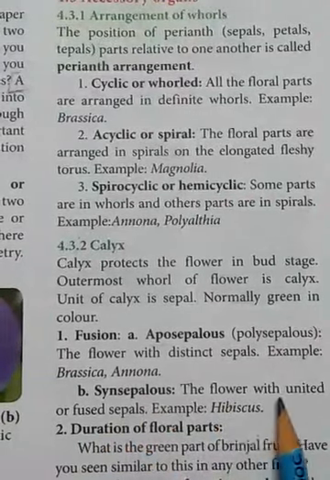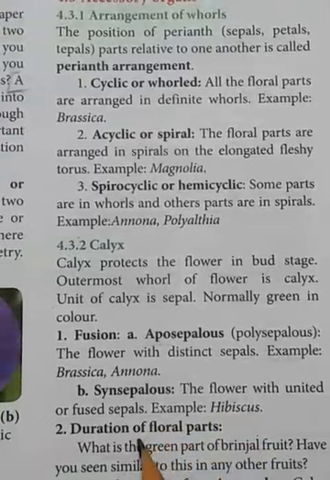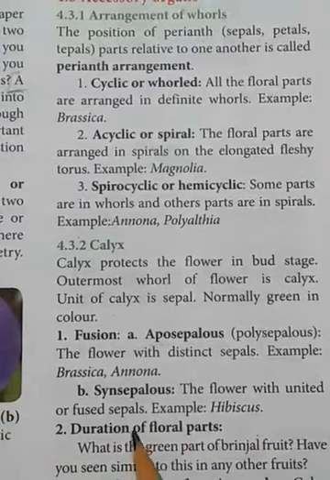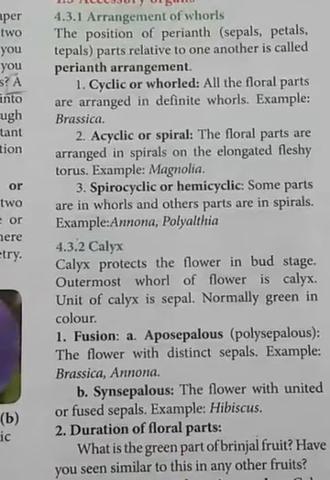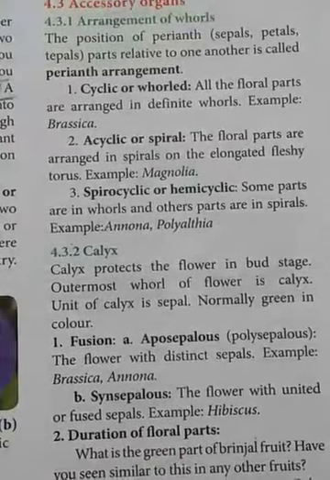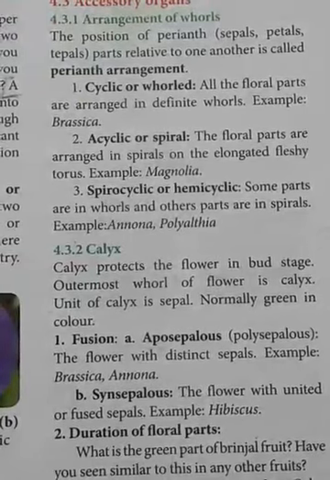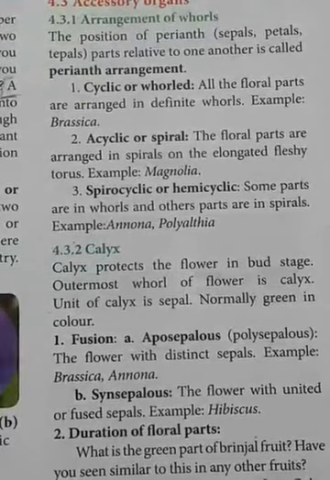Synsepalous, when all the sepals are fused together, joined together, then it is called synsepalous. So as we know, the calyx is made up of sepals, classified based on whether these sepals are free or whether they are fused.